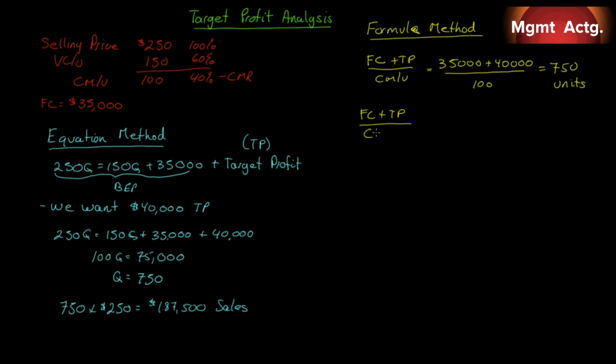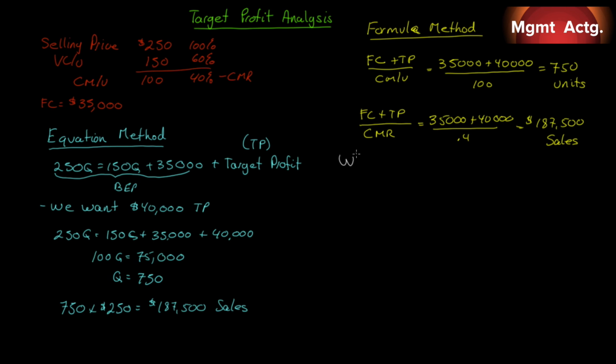If we divide this instead by a contribution margin ratio, it's the same numerator, 35,000 plus 40,000, but our ratio is 0.4. That gives us 187,500 in sales. So if you're comfortable with the equation method, okay. If you're comfortable with the formula method, okay. They both give you the same thing.